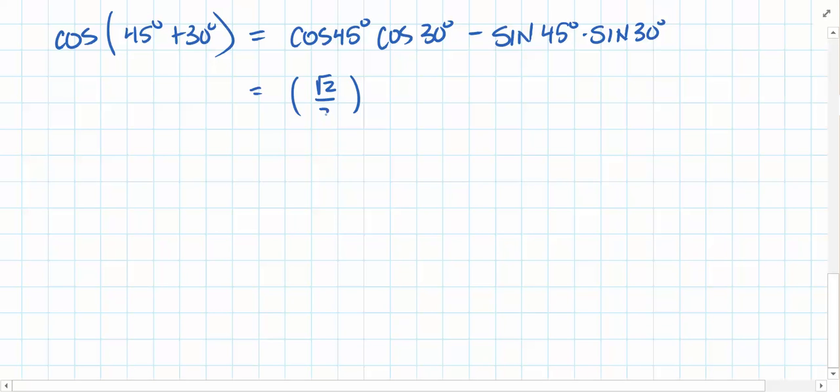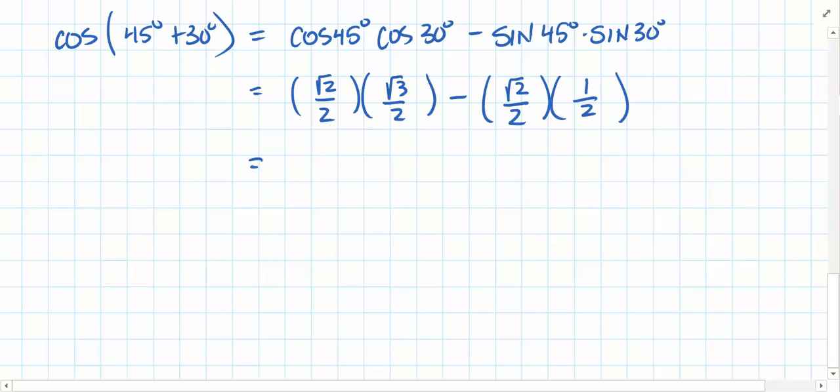Root 2 over 2. Good. What is the cosine of 30 degrees? Root 3 over 2. Good. Minus. What's the sine of 45 degrees? Root 2 over 2. Good. What is the sine of 30 degrees? 1/2. Good. Let's simplify. Root 2 times root 3? Root 6. 2 times 2? 4. Minus root 2 times 1? Root 2. Root 2 times 2 is 4. So I get an exact answer of root 6 minus root 2 over 4.